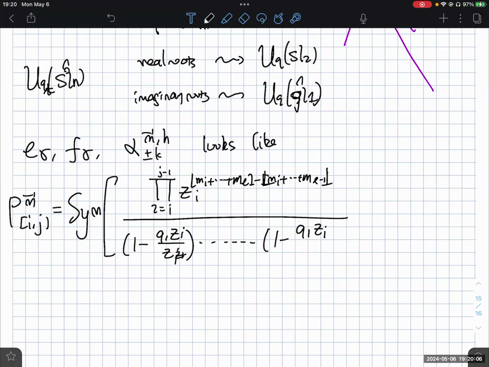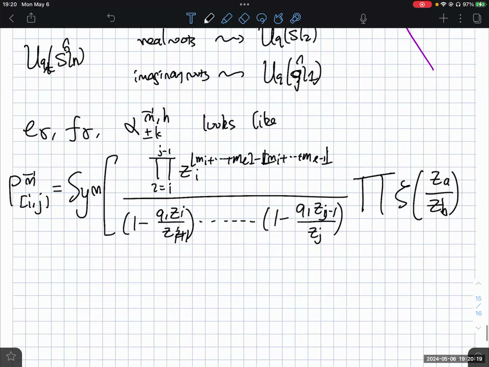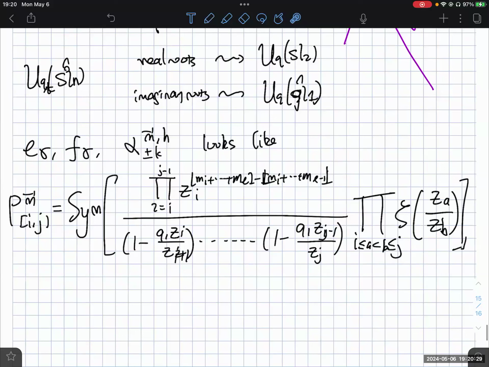Sorry, this is I plus 1, J minus 1, J. I think I wrote it the wrong way, but the order should be opposite. Yeah, but that's not a big deal. So the formula looks like the filling. So this E, F, and alpha, it looks like this kind of formula.